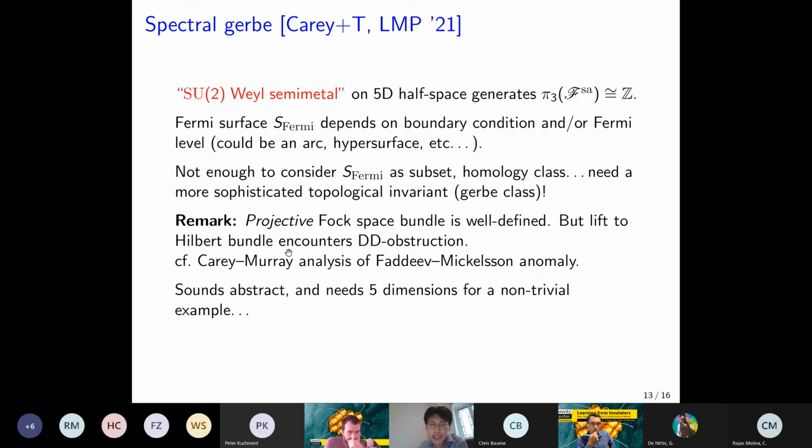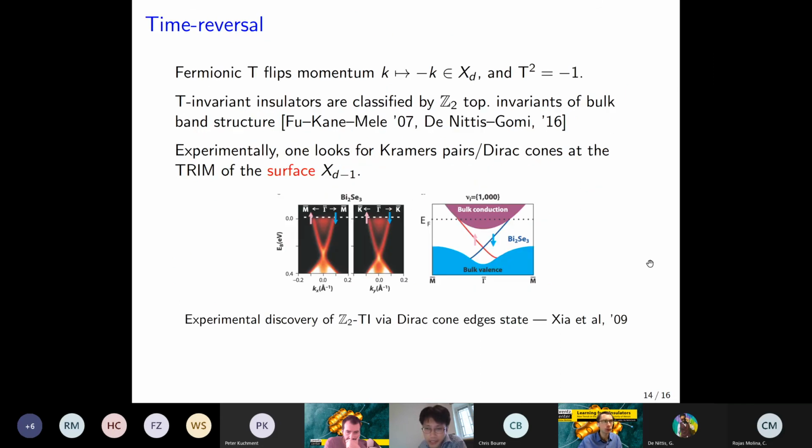So projectively, the Fock space bundle is well defined. But the problem is you can't lift this projective Fock space bundle to a genuine Hilbert bundle. And the obstruction is precisely this Dixmier-Douady obstruction that I pointed out earlier on. All this sounds very abstract, but I would convince you that we've already seen it in experiments. And we've seen it in none other than the time reversal invariant topological insulators, which kickstarted the entire field of topological insulators.